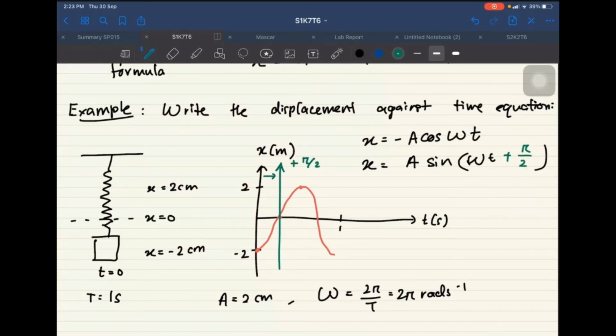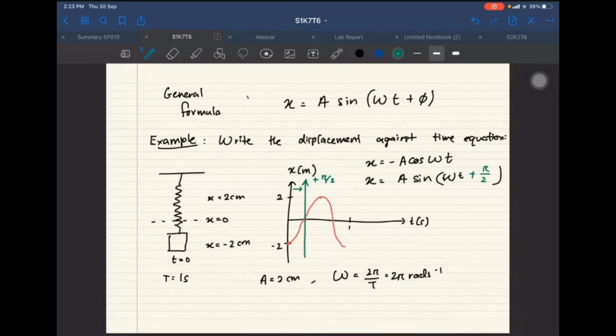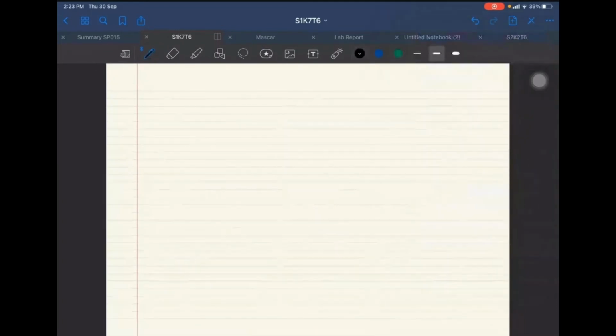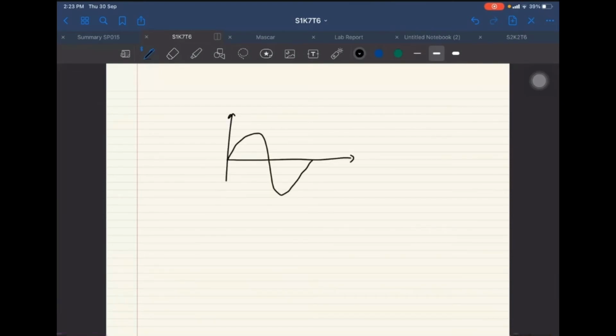Kenapa pi over 2? Okay, let's say you have a graph like this. Okay, the length of the whole one oscillation, actually dia buat satu complete cycle. So that one is what we call 2 pi. Okay, so half of that is actually pi. Quarter of that is actually pi over 2. And then more like 360 degrees, 180 degrees, and 90 degrees. But we don't write this one in terms of degrees, we write in terms of radian. So that's why you have something like this lah.